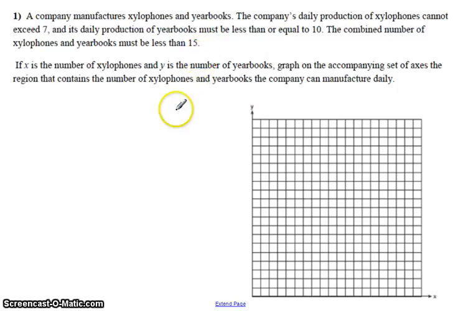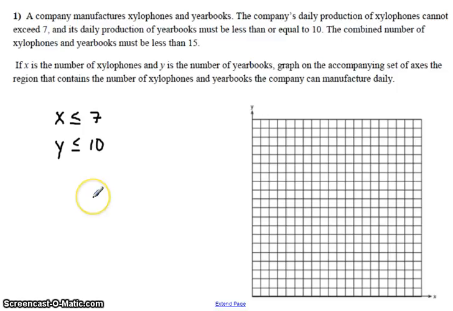So it tells us X is xylophones, Y is the number of yearbooks, and we've got to get as many equations or inequalities out of this as we can. The first one I see is the xylophones cannot exceed 7. So it could be 7, but you can't go any more. X is the number of xylophones. It can't exceed 7, so it's got to be less than or equal to 7, and that's my first inequality. The next one is yearbooks must be less than or equal to 10. Well, Y is the yearbooks, and it must be less than or equal to 10.